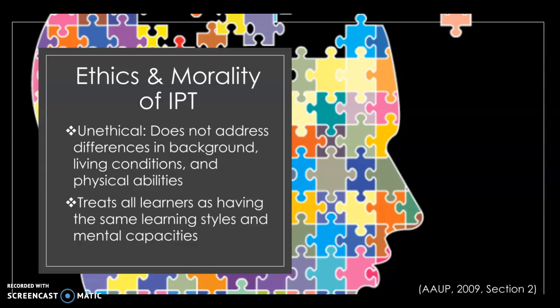Ethics and morality of information processing theory. I feel that it is unethical because it doesn't address the differences in background, living conditions, and physical abilities. Information processing theory can be seen as unethical as it does not address these basic human differences. Instead, it treats all people as equal learners with no room for diversity. It also treats learners as having the same learning styles and mental capacities.